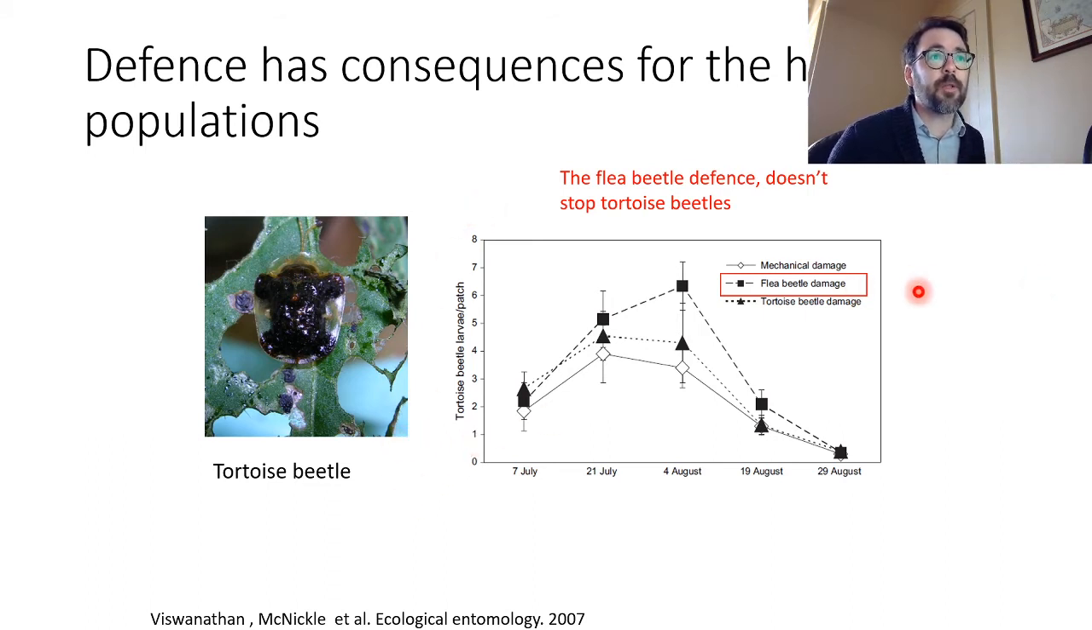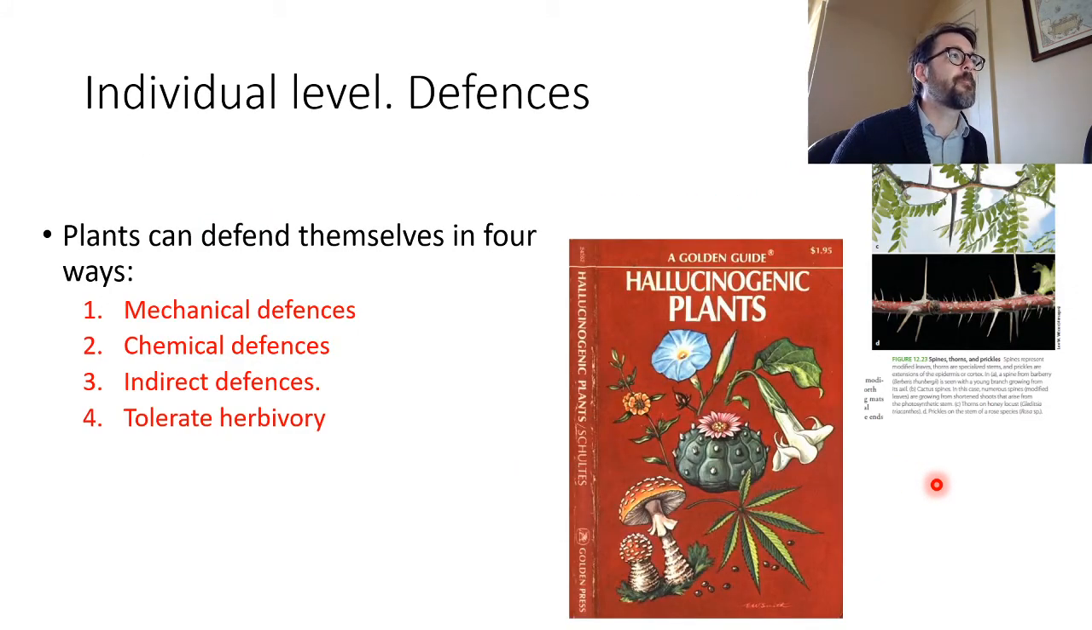So just a quick one. If we look at the flea beetle defended plants, you can see that flea beetle defense does not stop tortoise beetles. So these square ones, these were the plants that we had primed with the flea beetle damage. You can see they have way more, almost twice as many tortoise beetles attacking them as the ones that had the tortoise beetle defense. And you can see this is wrapping down. That's just the plants getting ready for winter, which we would expect. Cool, so that's mechanical defenses and chemical defenses.